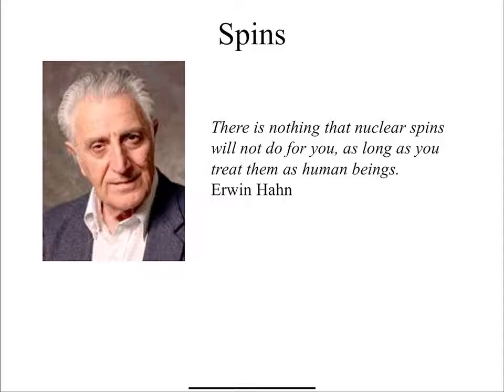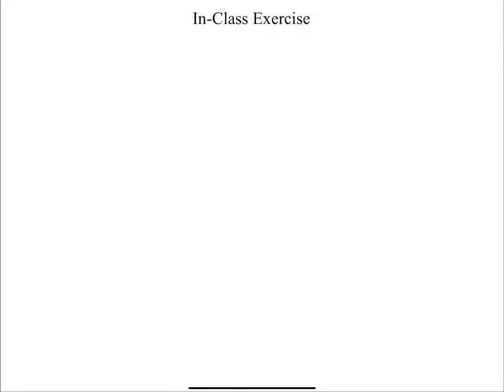There was a very famous scientist, Erwin Hahn, who invented the spin echo in 1950, and he said, there's nothing that nuclear spins will not do for you as long as you treat them as human beings. So for this next exercise, we're going to flip that on its head and do a little experiment to get across what an MR experiment is doing. For this experiment, we need 5 human volunteers, so you all qualify. I need you to come up to the front of the room. I just need 5. It's totally painless. There's no harm involved.